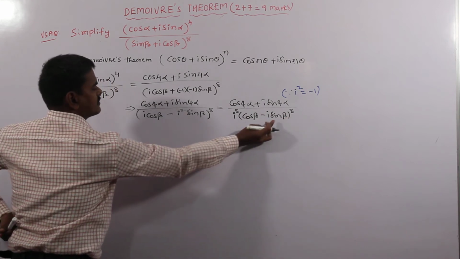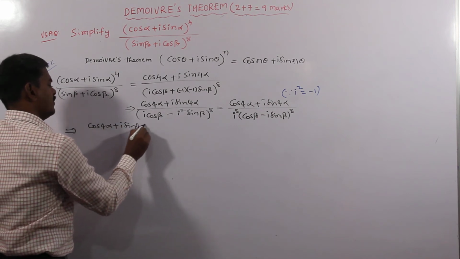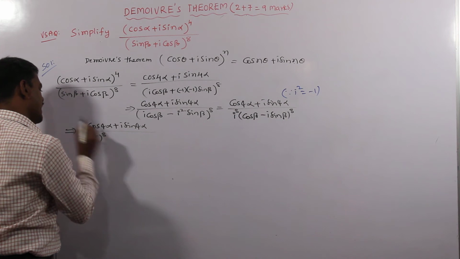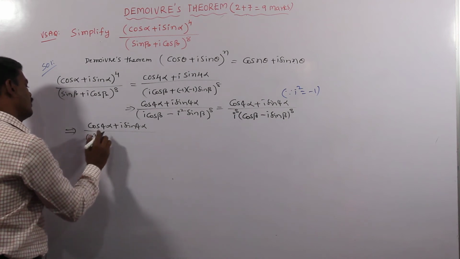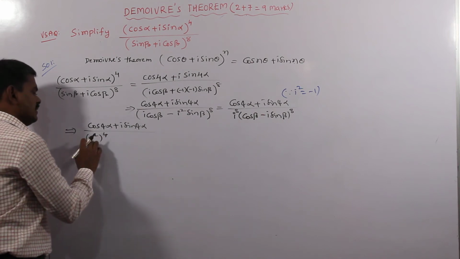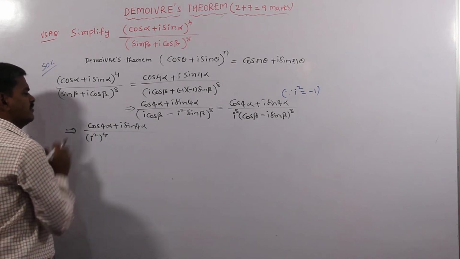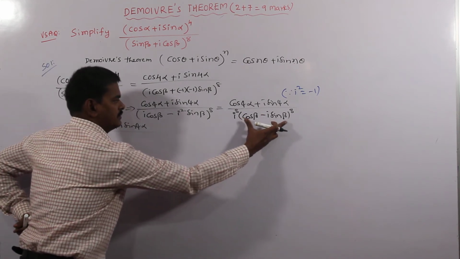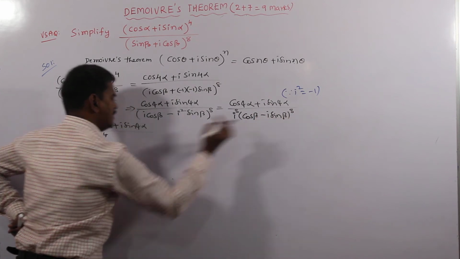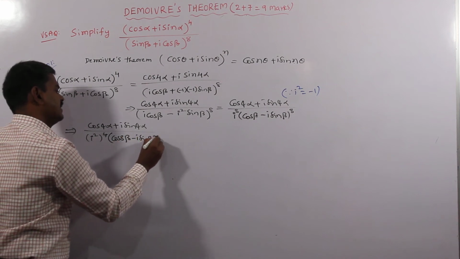You see, the real part is cos, the imaginary part is sin. Cos 4 alpha + iota sin 4 alpha as it is, divided by iota power 8. How to write iota power 8? Iota square whole power 4. Iota power 8 can also be written as iota square whole power 4, because the iota square value is known. That's why, if you have any power, it should always be expressed in terms of iota square. And what about this one? On applying Demoivre's theorem, the angle is multiplied with the power, beta into 8, 8 beta. So cos 8 beta minus iota sin 8 beta.